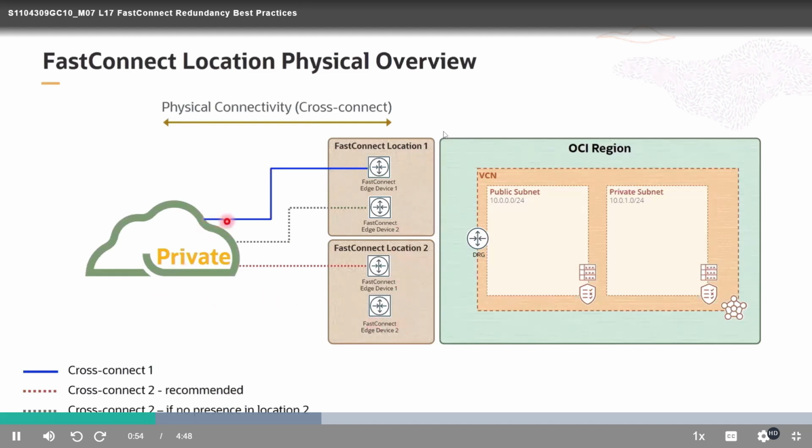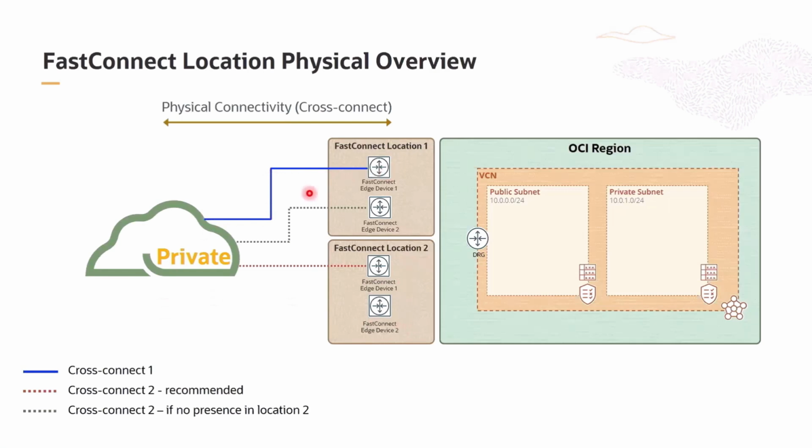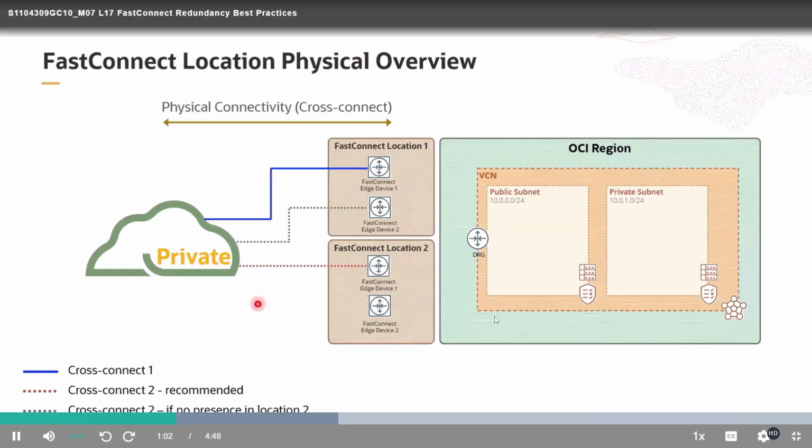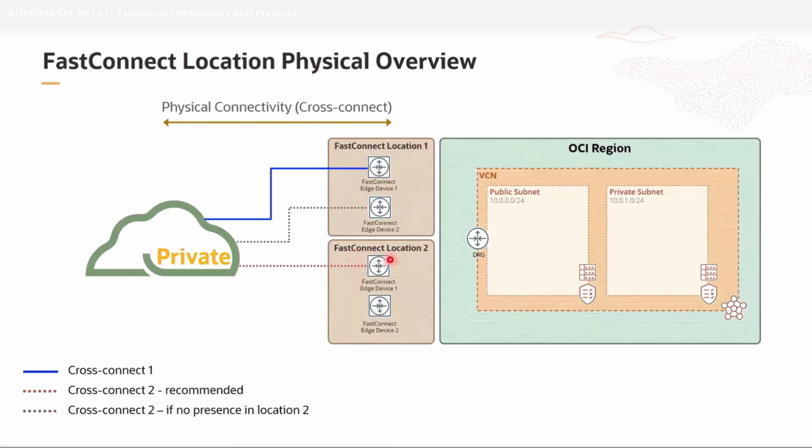Now let's say there is a cross connect that you have configured that is represented by this blue line. Now in case you were to create a second cross connect, you typically go for this one in case you have multiple FastConnect locations. So the one marked by red line, because you want the connection to be up even if FastConnect location 1 goes down. And if this FastConnect location 2 is not available, then you'll typically go for these green dotted lines. That means you'll connect to this FastConnect edge device 2.